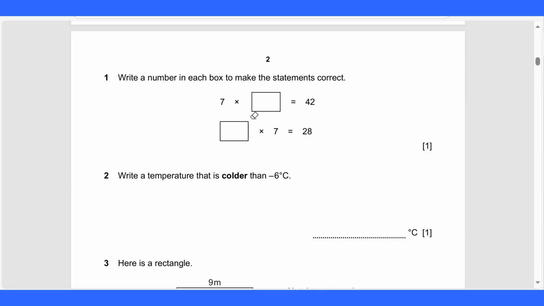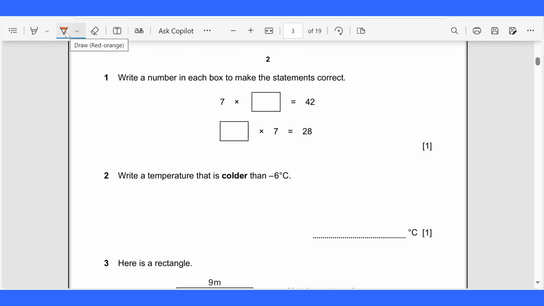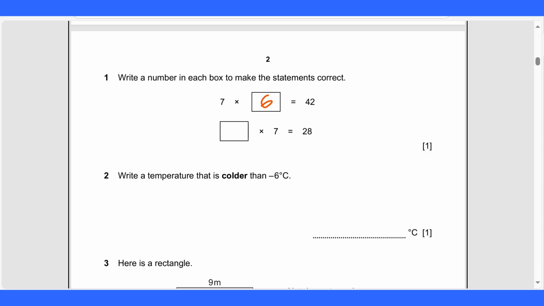Okay, if you need some more time, please pause this video. We'll reveal the answer now. So the 7 times table, you have to memorize. 7 times 6 is 42 and 4 times 7 is 28. So this is easy peasy.